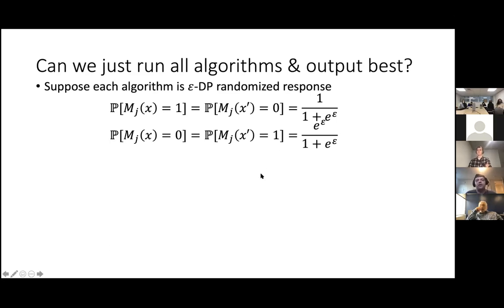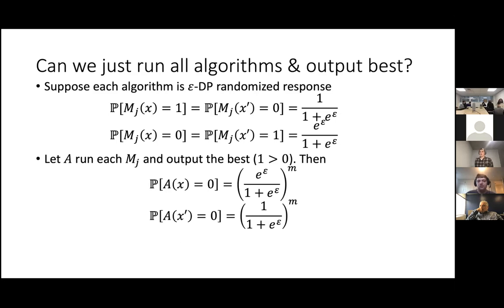So if I input X, I'm going to output a 0 with higher probability. If I input X prime, I'm going to output a 1 with higher probability. Okay, so I'm going to run m copies of this. All of the M sub j's are the same. I'm going to output the best. So in this case, 1 is the best. And now we can calculate the probability of these outputs.